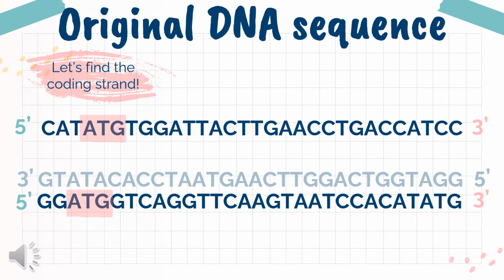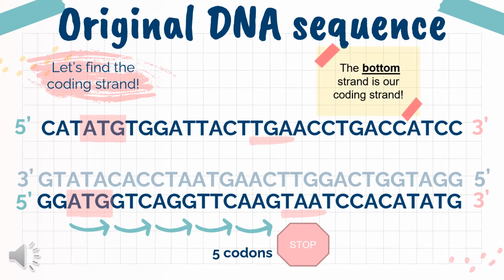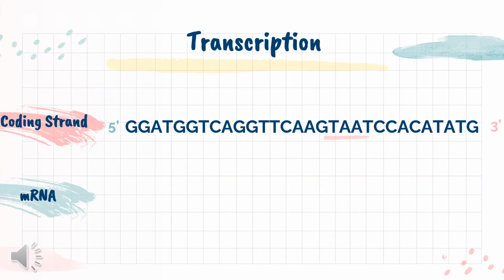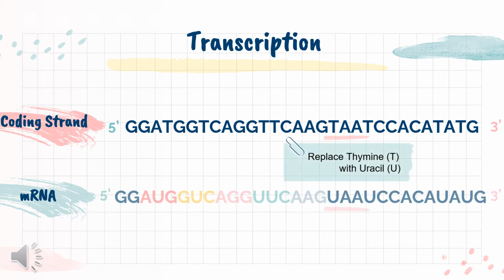Although since we're looking for a 5-amino acid chain, the stop codon, as seen underlined, should be 5 codons down from the start codon. This is seen in the bottom strand but not the top strand, making it our coding strand. Now that we have our coding strand, we can transcribe the DNA sequence into the proper mRNA sequence by replacing the base thymine T with the base uracil U, and this is what we get.